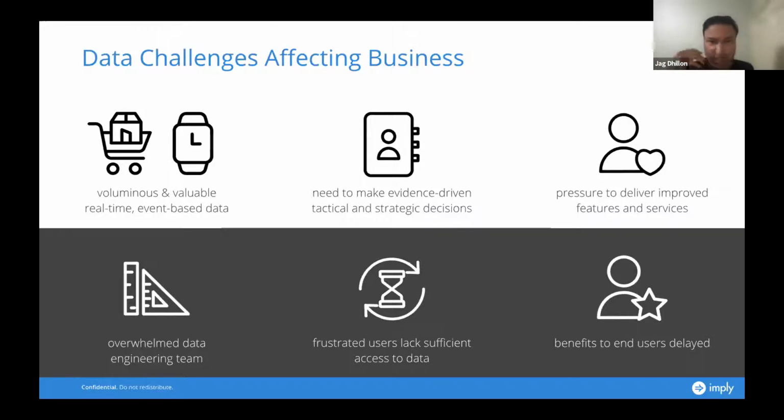So, if you're in a data engineering team, I reckon if you're working for someone, you're having a similar challenge, where everyone is looking at data. They want to see data in real time. They want to make decisions in real time, because things are changing very quickly today.